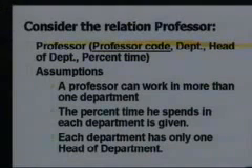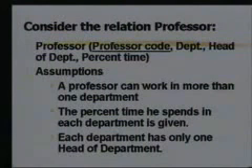Let us explain it with the help of an example where we are visualizing a professor database, where professor code, department, head of department and percent time are there. Now, some of the basic assumptions listed are that a professor can work in more than one department, okay. The percentage time he spends in each department is known and defined, and each department has only one head of department. So these are some of the constraints which we are defining.